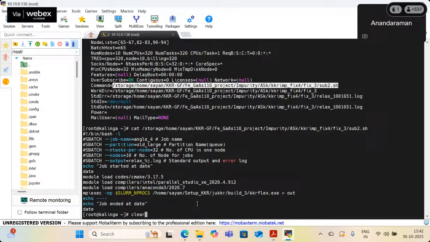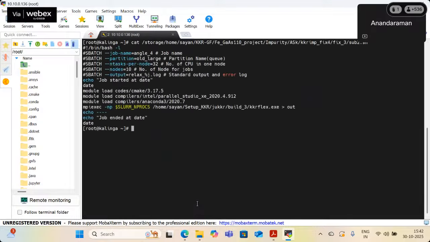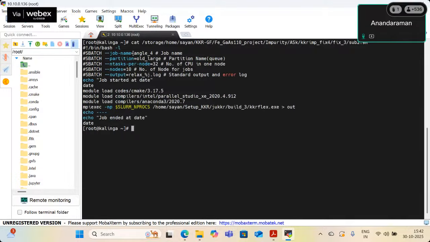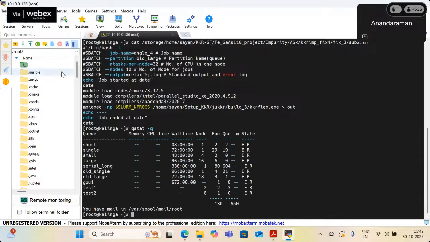So this is the Slurm scheduler script file. Directly we cannot execute anything on the compute node. The user cannot log into the compute node directly; they can access the compute node only through the scheduler. So from the master node he should submit the job. He is specifying his job name and the partition, that is the queue. There are a lot of queues in the cluster.